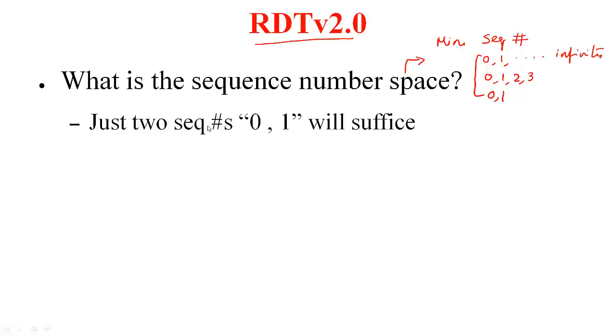Just two sequence numbers, 0 and 1, will suffice. This basically means one bit, which carries the value either 0 or 1, will suffice for RDT version 2. Why? At the receiver, suppose it has some packet, all it needs to know is whether the next packet is the same as this or the next packet is different from this. This distinction can happen based on just two sequence numbers.